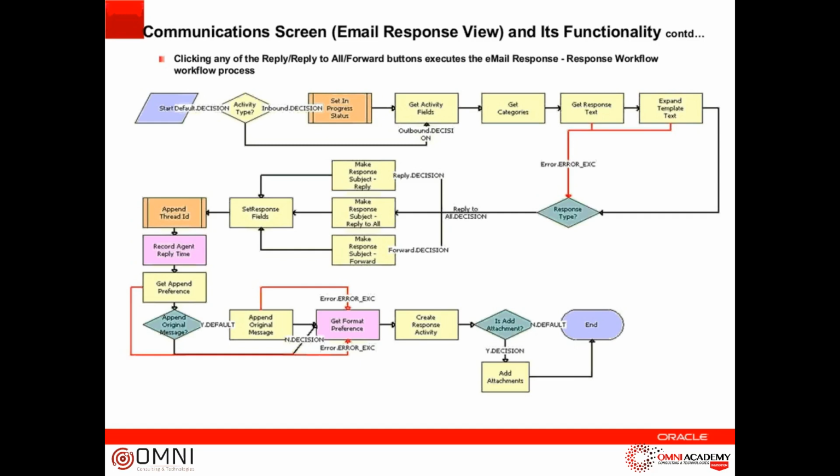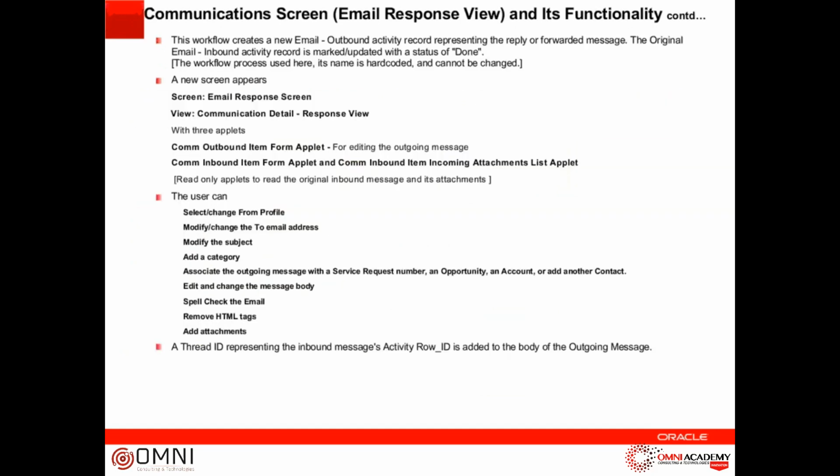You must then click reply, reply to all, or forward on the outgoing message form. Now, clicking on any of the reply, reply to all, or forward buttons executes the email response workflow process. We see the workflow diagram here. This workflow creates a new email outbound activity record representing the reply or forwarded message. The original email inbound activity record is marked updated with the status of done.